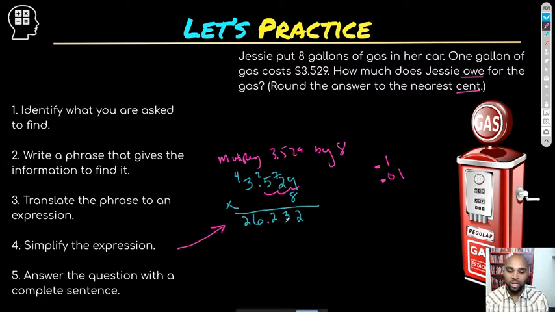So we want to look at this hundredths place and look to the right. Let me draw an arrow here. We got a 2, so we're not going to change that number. So our number is going to end up being 26.23 because that's to the hundredths place. Now we're talking about dollars and cents. Answer the question. Well, how much does she owe? She owes $26.23. Bam. And that's it.